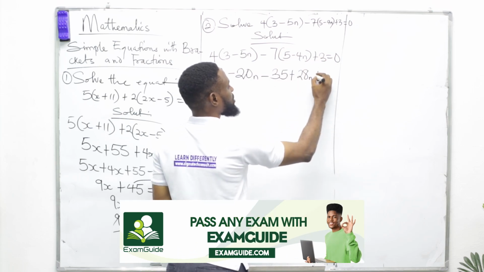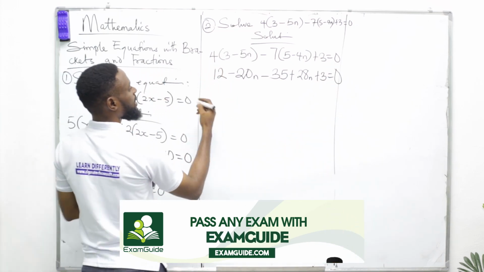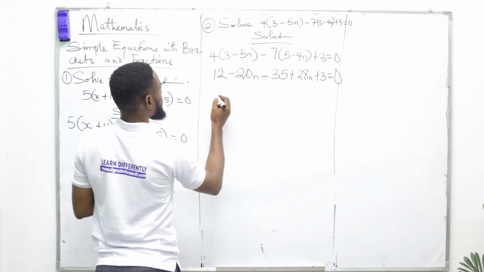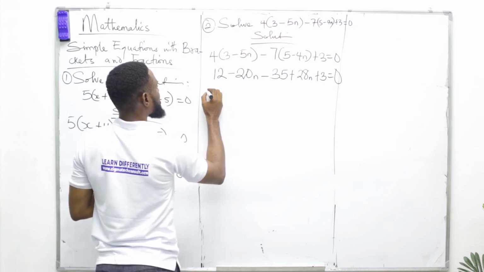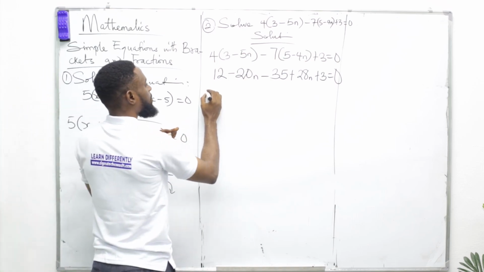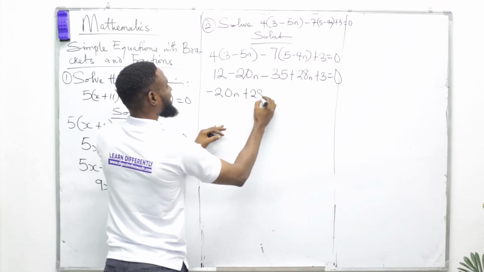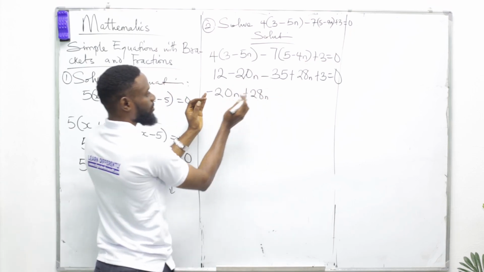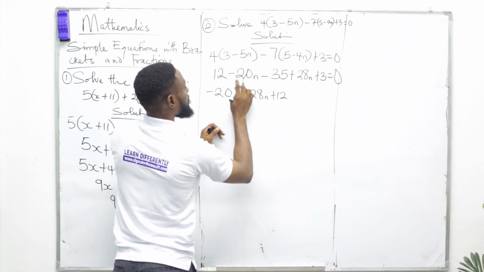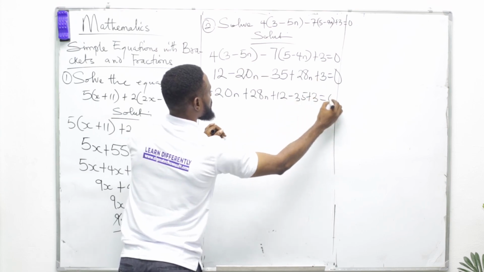Then here we have our plus 3 is equal to 0. Okay? So the first thing we do there, let's just group these terms by their numbers. The first ones we are going to group are those with variables. So this is minus 20n plus 28n, okay? We have brought them together. So this is plus 12, plus 12, minus 35, then plus 3 is equal to 0.